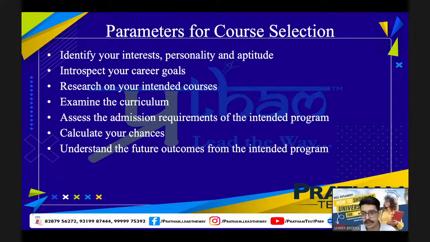Calculate your chances. If you think that it is a very difficult course or in a difficult university, then you have to calculate your admission chances. So you have to holistically review and see what kind of admission requirements are there in that particular program, and whether you are able to match those admission requirements.